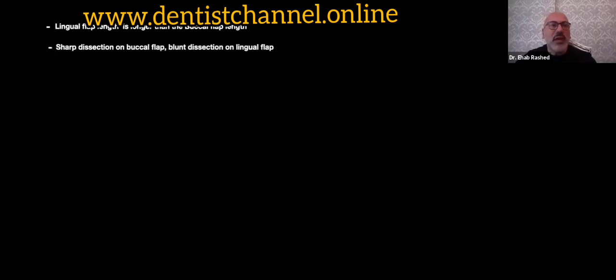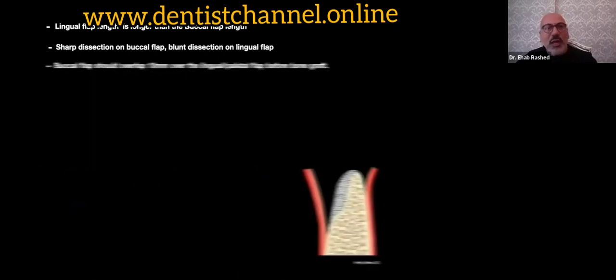And also you have to use a sharp dissection for the buccal flap, but when you use the lingual flap, we should always use a blunt dissection, because we know that on the lingual side, especially in the posterior area of the mandible, there are lots of vital structures that you don't want to hurt. We have the mylohyoid muscle, we have the lingual artery and nerve also going at the side.